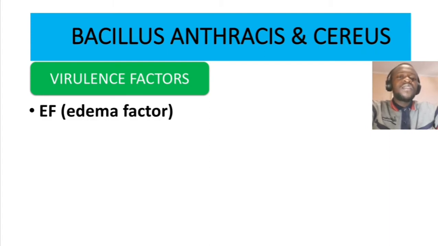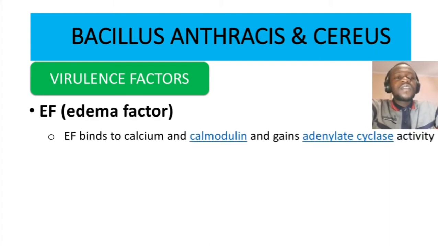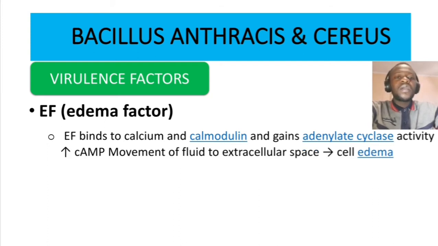Okay, so let's get into more detail. Let's start with the edema factor. The edema factor binds to calcium and calmodulin and gains the activity of adenylate cyclase. If you still remember, adenylate cyclase converts ATP into cyclic AMP. So in this case, there will be increased cyclic AMP, facilitating the movement of fluid to the extracellular space, causing edema. So that's edema factor for you.